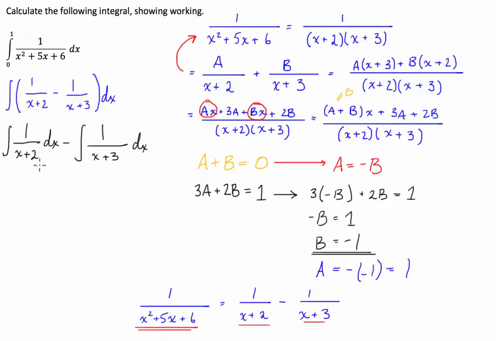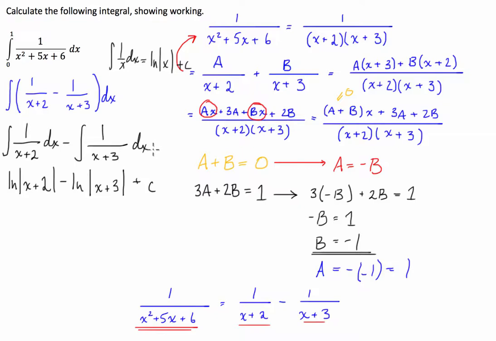So hopefully you guys know that the integral of 1 over x plus 2 is equal to the natural log of the absolute value of x plus 2. And that's going to be subtracted by the natural log of the absolute value of x plus 3, because the integral of 1 on x dx is equal to ln of the absolute value of x, plus c. So that's all, plus a constant term.